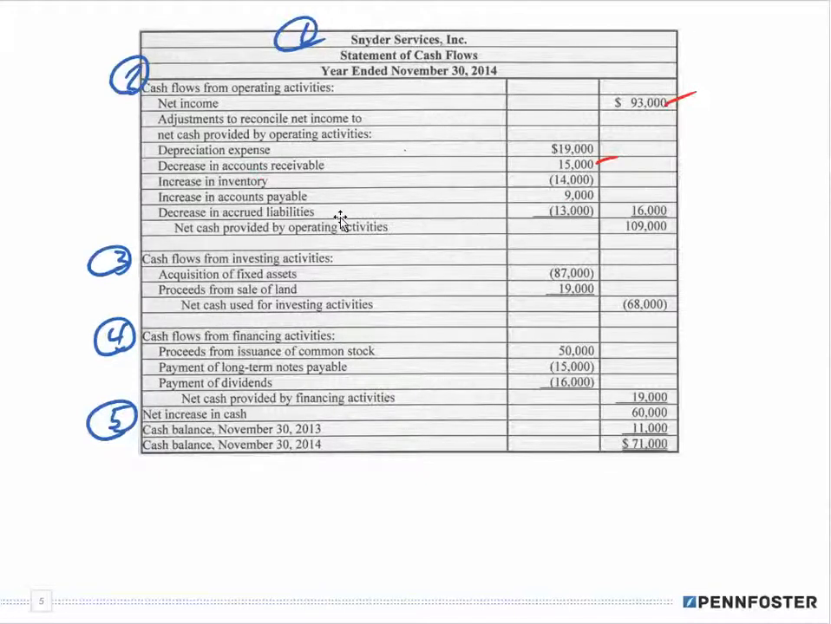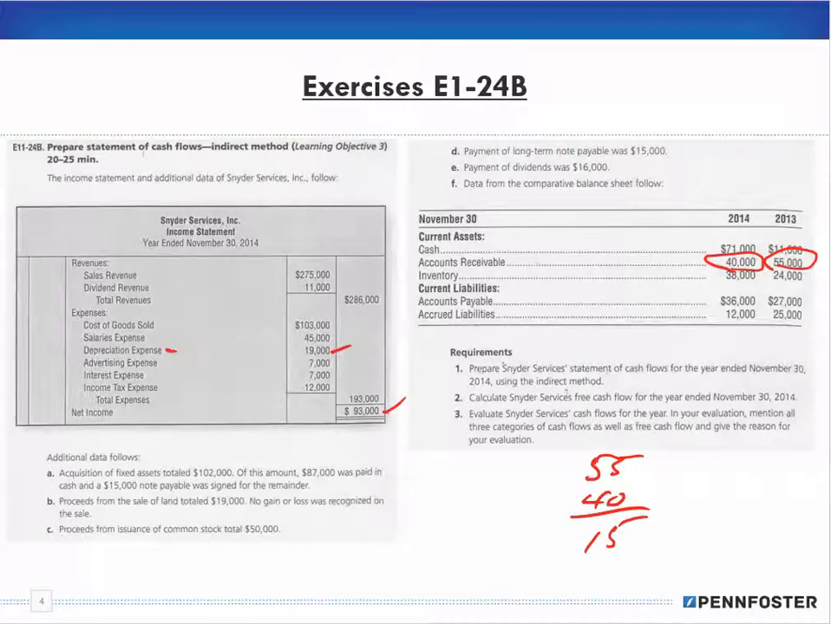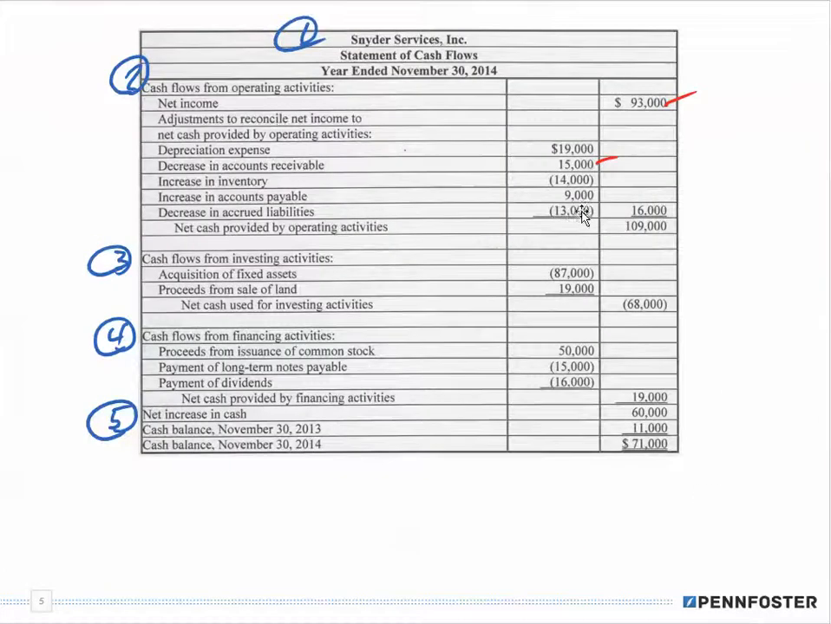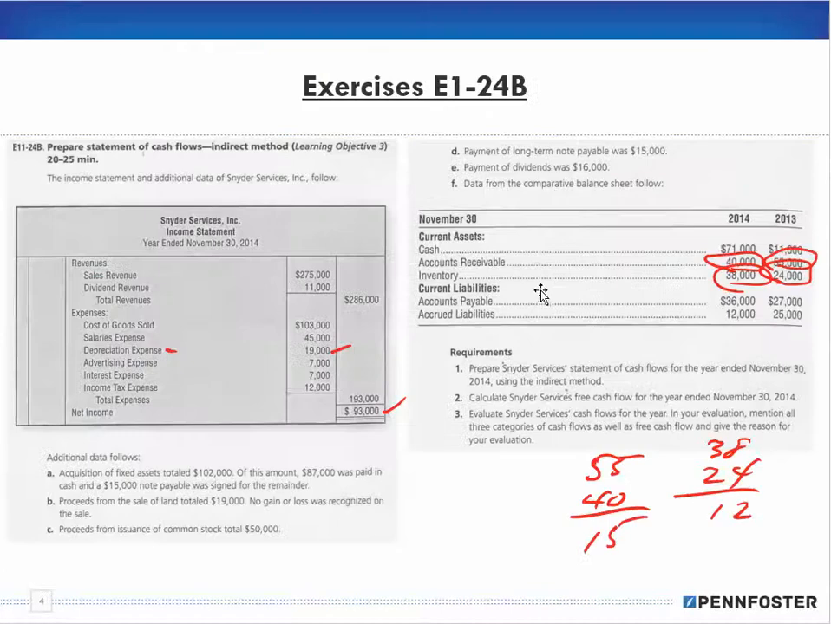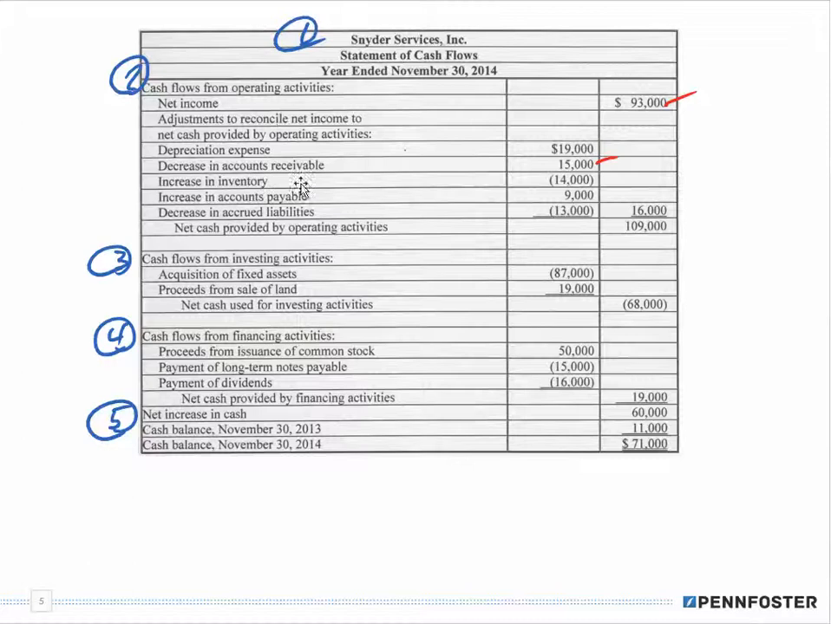The next thing we look at is inventory. In our inventory, we have 24,000 and 38,000, right? So 38 less 24 is 12,000, right? No, 14,000. Do the math right. So our inventory increased, but that's a negative number, because we're paying cash to get our inventory. So we're decreasing our cash position, so that's why it's a negative number there.